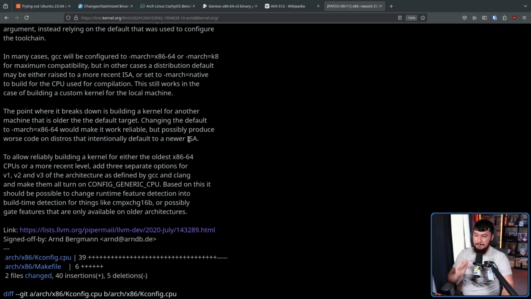To allow reliably building a kernel for either the oldest x86-64 CPUs or a more recent level, add 3 separate options for V1, V2, and V3 of the architecture as defined by GCC and Clang, and make them all turn on config generic CPU. Based on this, it should be possible to change runtime feature detection into build time detection for things like CMPXCHG16B, or possibly gate features that are only available on older architectures."